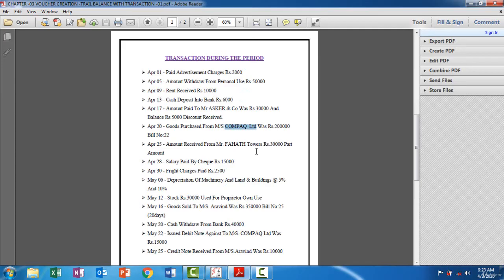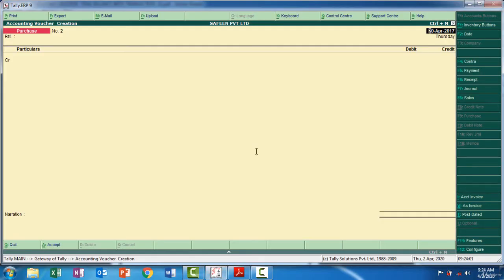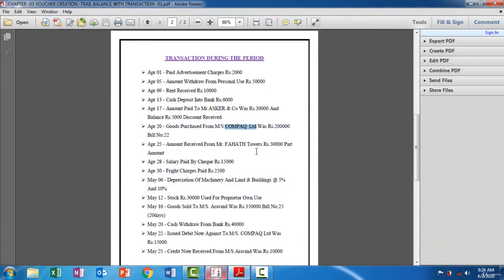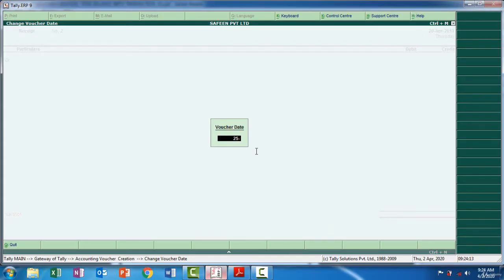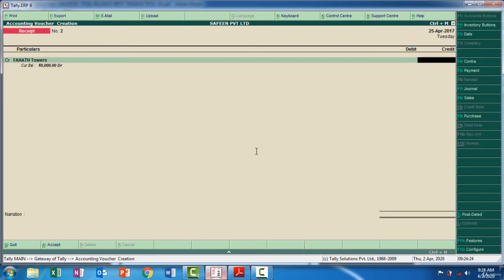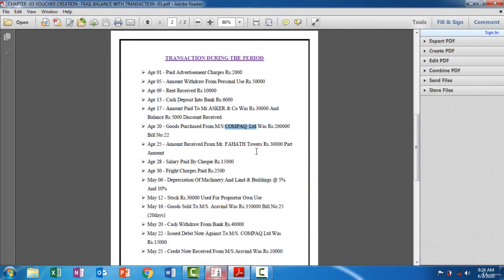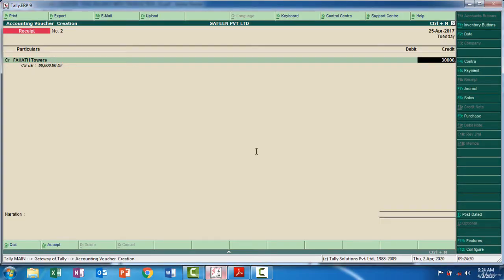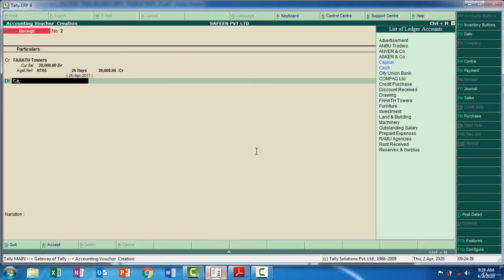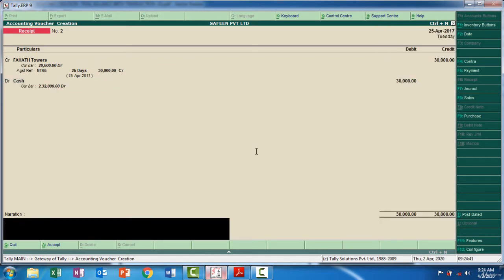So now I'm going to enter. I need to choose the receipt voucher and F2. I'm going to put the date. The date is April 25. So the credit is Fahad Tours. Its amount is how much? 30,000. Against the bill, 50,000 he needs to pay us. Yes, 30,000. The debit is cash account debit 30,000.